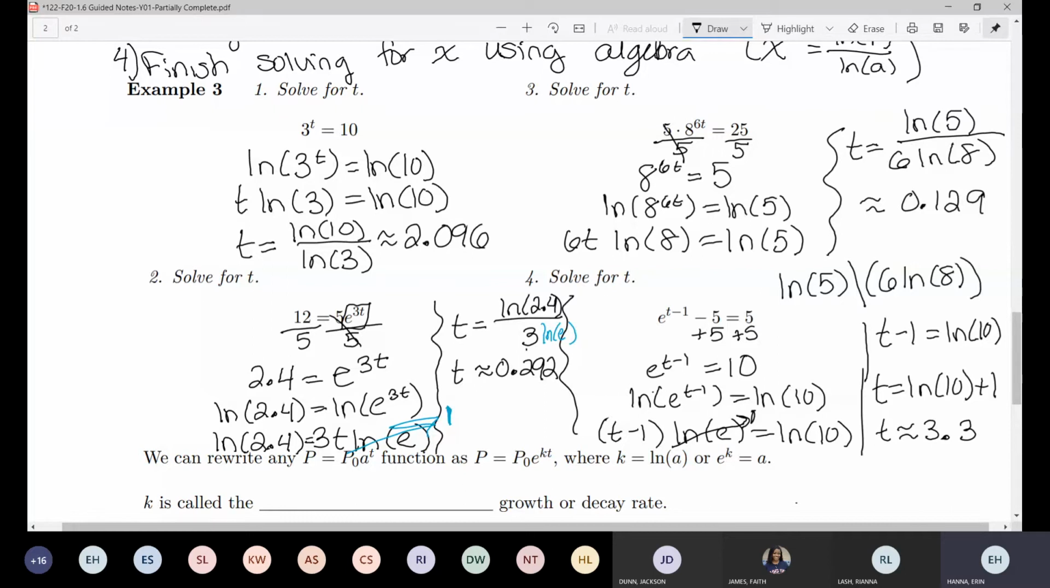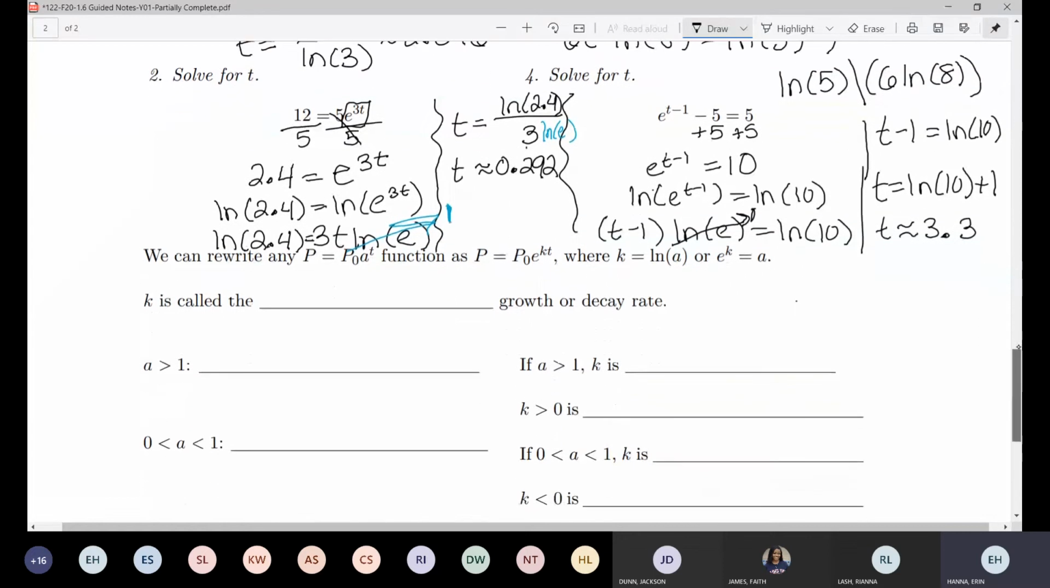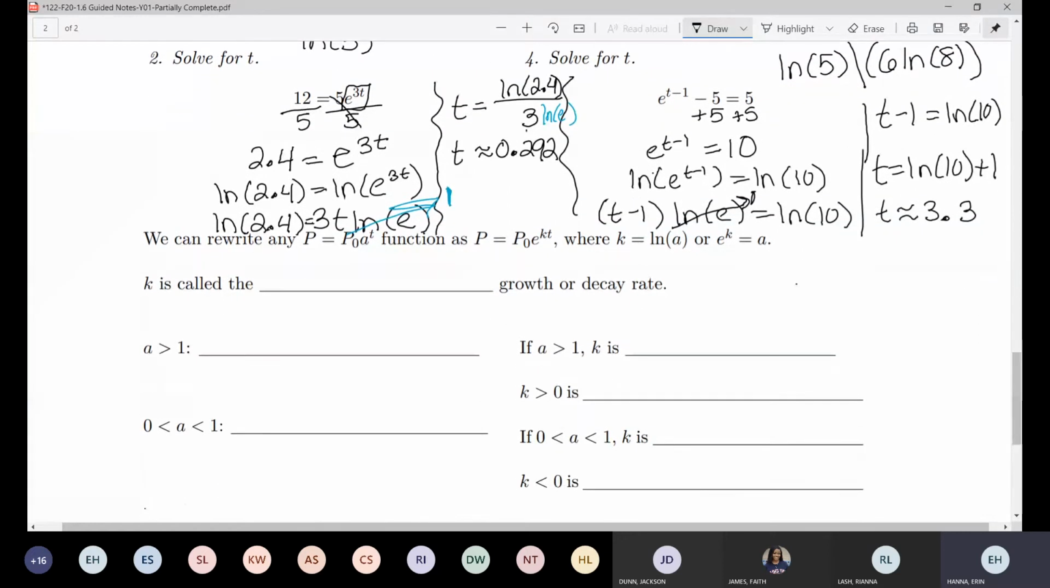All right, the last idea in 1.6. I'll leave this up for another couple seconds. Well, actually, I can scroll down a little bit. There we go. The last idea in this section is, so what we presented at first, so this is kind of getting a little scrunched by the things we just did. We were writing things as P naught a to the t. Well, there's another way we could write exponential functions. And there's a completely other form that looks like P naught e to the kt.